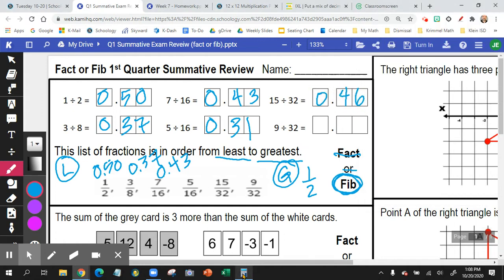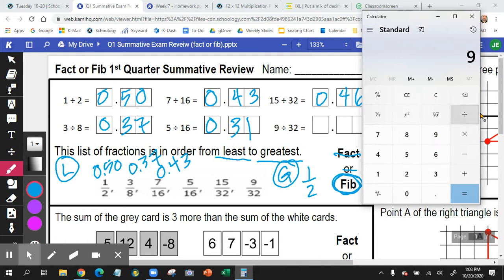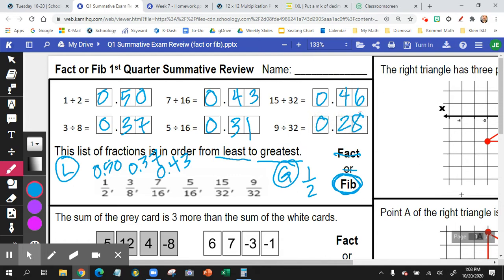And then the last one, 9 divided by 32, 9 thirty-seconds, which is 0.28. So out of all of these, 50 hundredths is the greatest, and 28 hundredths is the least. So this should be 9 thirty-seconds, and this should be 1/2 over on the other side. So just doing our fraction to decimal conversions and then putting them in order from least to greatest.